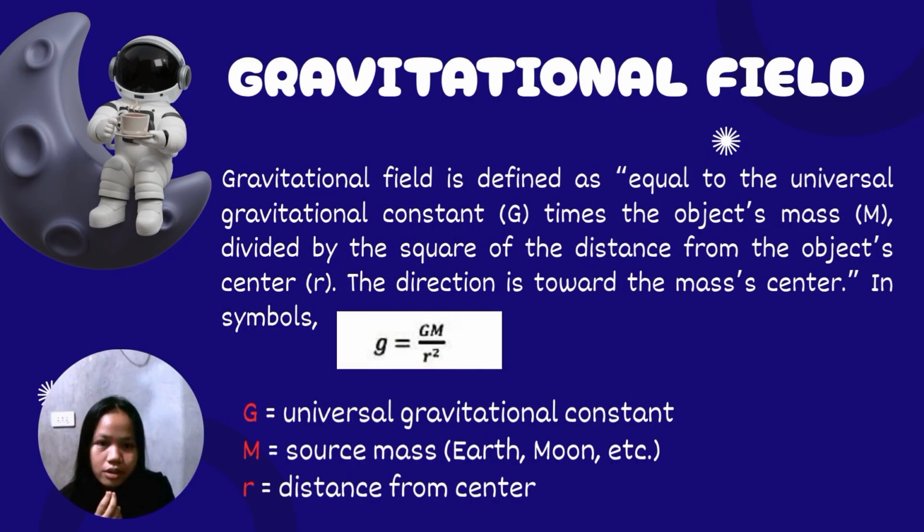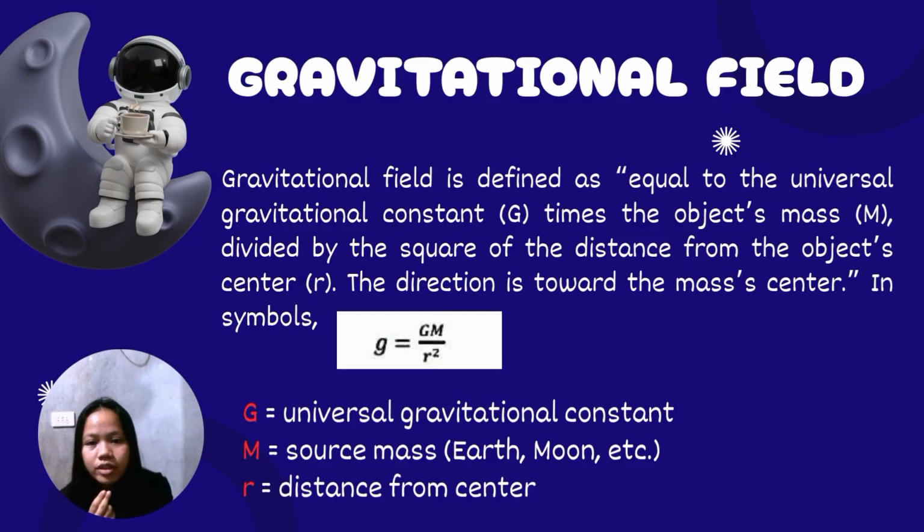So we have here the formula in words. Gravitational field is defined as equal to the universal gravitational constant G times the object's mass divided by the square of the distance from the object's center, or the R. The direction is toward the mass's center.